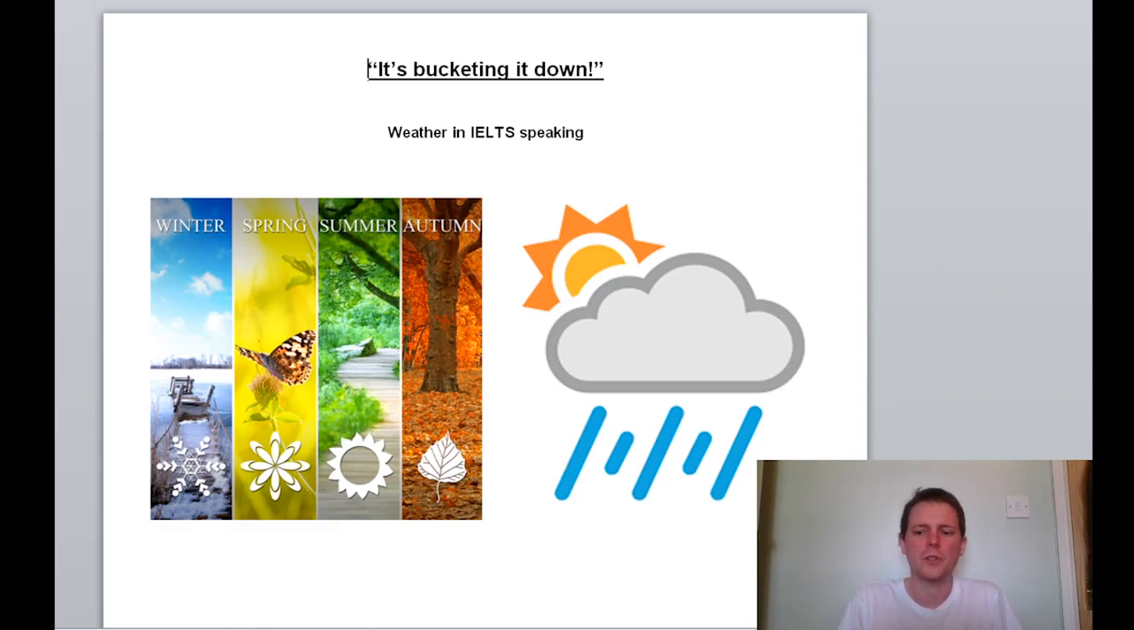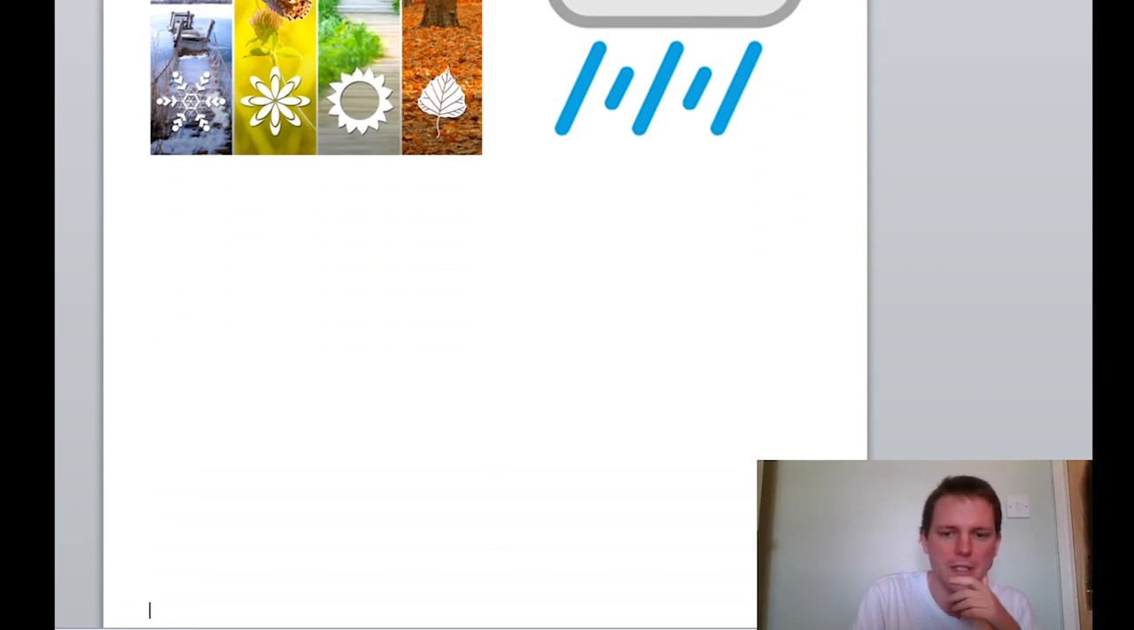It's going to be focused on vocabulary and how to describe the weather. There's also going to be my own answer to a speaking part 2 question about the weather. The purpose of this answer is not necessarily to be a realistic speaking part 2 answer, but again, to demonstrate how to talk about the weather and how to use vocabulary related to the weather, that kind of thing. So okay, let's go. It's bucketing it down. You'll find out what that means soon. Weather in IELTS speaking. Let's move on then.